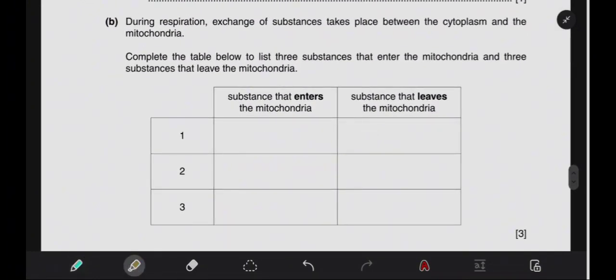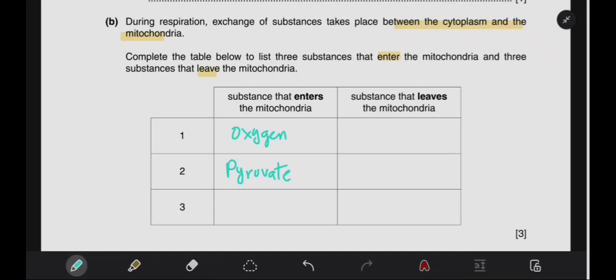During respiration, exchange of substances takes place between the cytoplasm and the mitochondria. Complete the table below to list 3 substances that enter the mitochondria and 3 substances that leave the mitochondria. First of all, entering the mitochondria would be oxygen, because we know that oxidative phosphorylation takes place. So, oxygen. Second thing could be definitely pyruvate, because it is needed for the link reaction, which is also taking place inside the mitochondria. So, pyruvate.